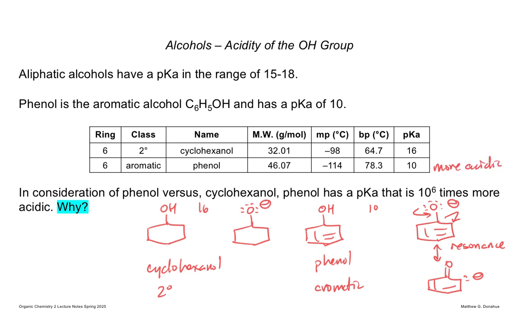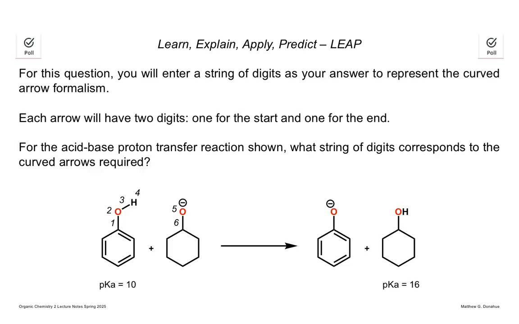So just write a note here, phenol is more acidic. I think that leads to the next question here where we'll draw some arrows. So we'll put some electrons in, we'll put an arrow in, and then we'll explain again the difference in pKa, why it's shifted towards the products.